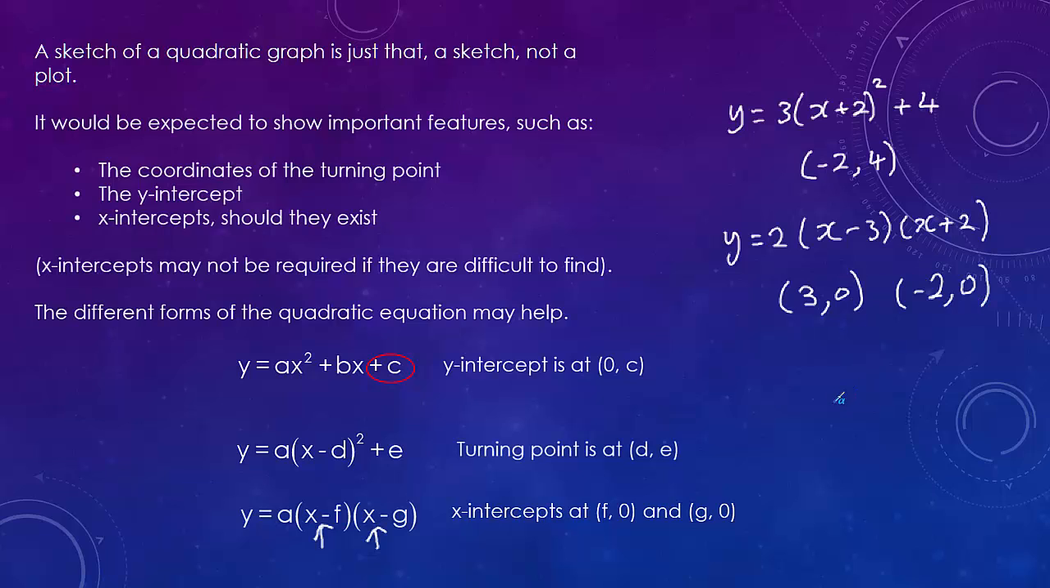Think back to solving quadratic equations and you'll see how this one gives you 3 and this one gives you negative 2. It's because those are the values that make the brackets equal to 0.